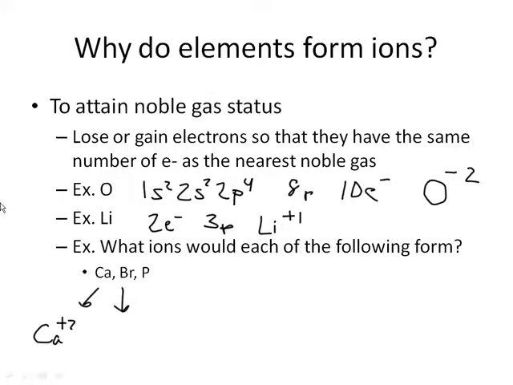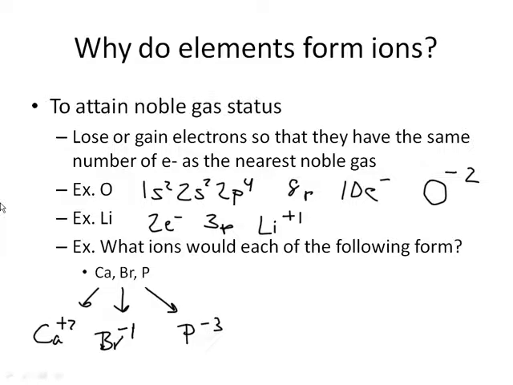Bromine is one of our halogens. It's 1 away from a noble gas. Bromine has 35 electrons. Krypton, its nearest noble gas, has 36, so it will form a -1 charge. Phosphorus is element 15. Its nearest noble gas is argon with 18 electrons. Phosphorus, therefore, will gain those 3 electrons so that it can have a similar number of electrons as argon, and so phosphorus will be a -3 charge.